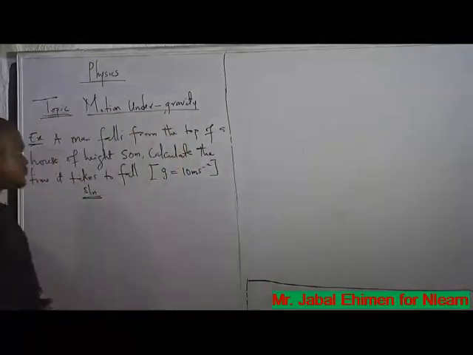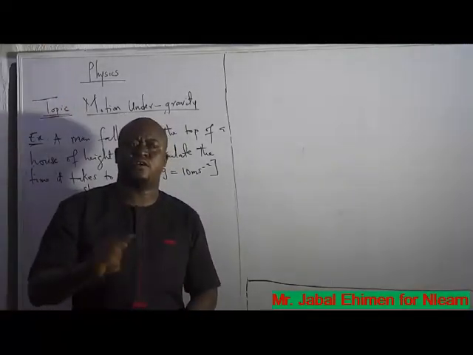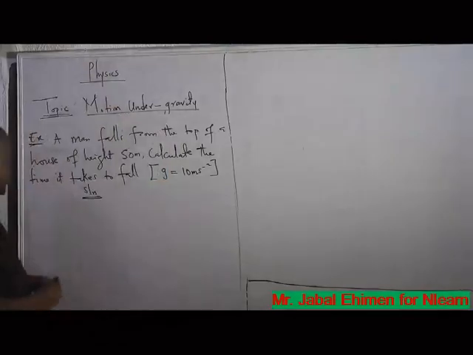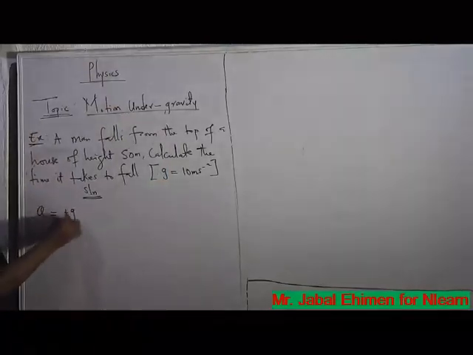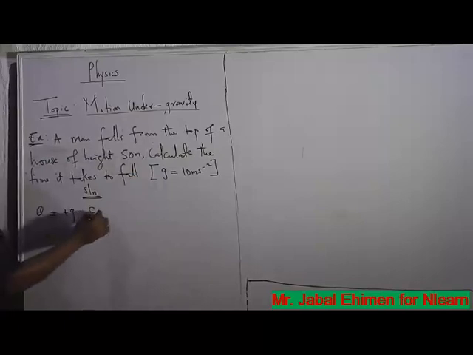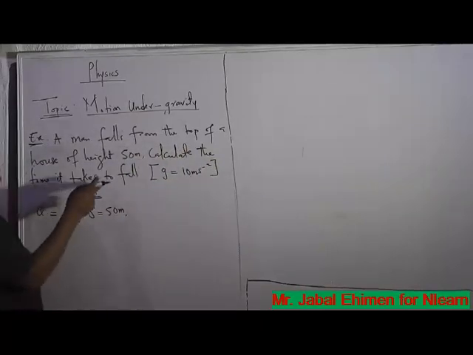Now, let's pick out the values. A man falls from the top of a house. If he's falling from the top of a house, is he under gravity or against gravity? Oh, he's under gravity because it's falling. So because of that, the value of a is equal to plus g. That's the first. He said, and what's the distance it takes? The height is 50 meters. And he said calculate the time it takes to fall.